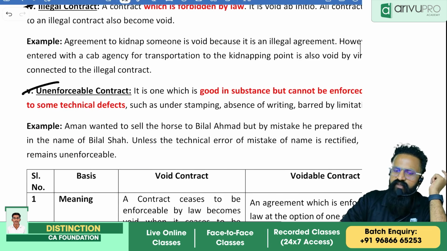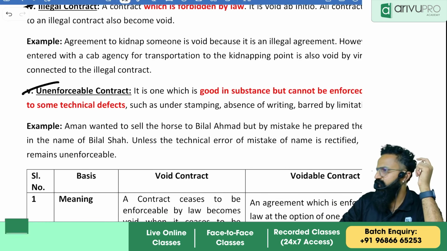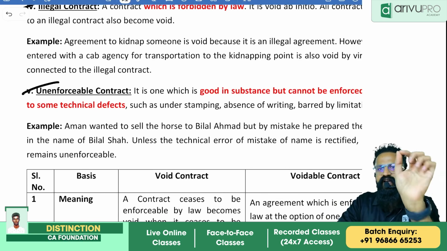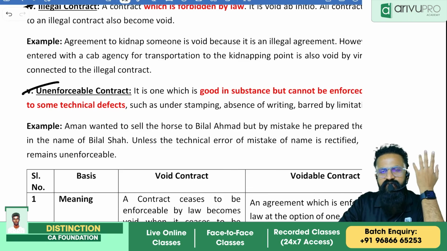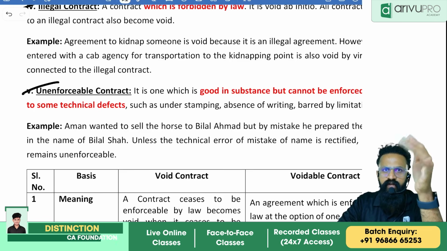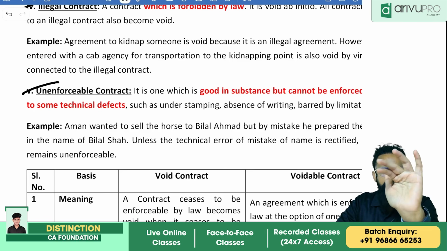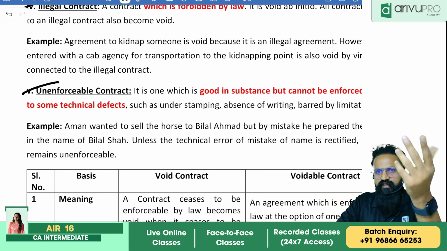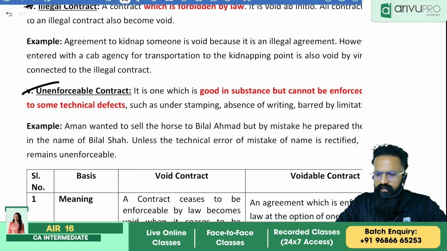Next is unenforceable contracts. What do I mean by unenforceable contracts? A contract which is complete, but has certain technical errors, so it cannot be enforced in a court of law. They are called unenforceable contracts. Like when you have underpaid the stamp duty, or there is a mistake in spellings, or things like that.